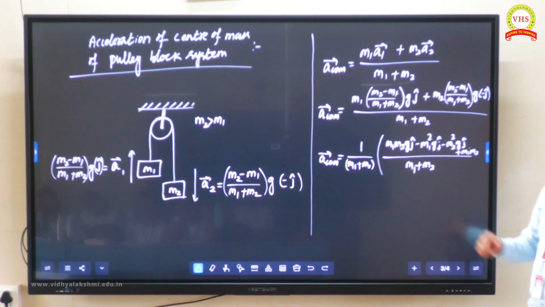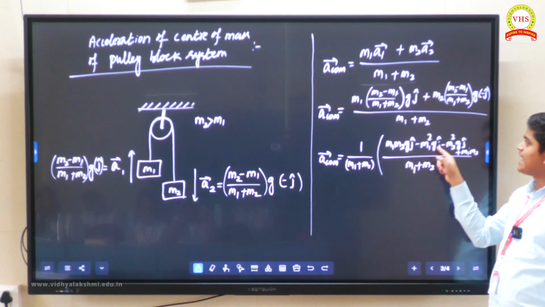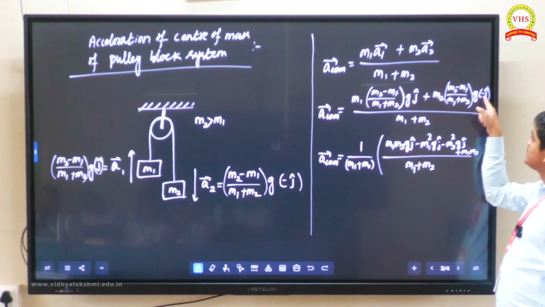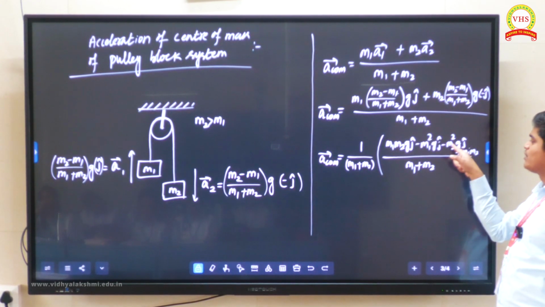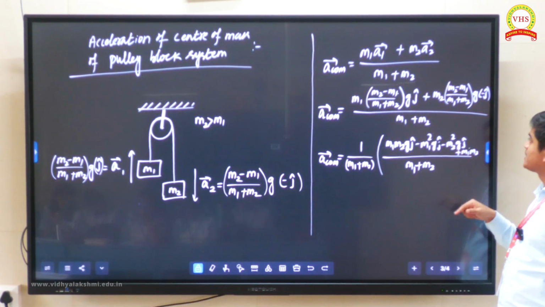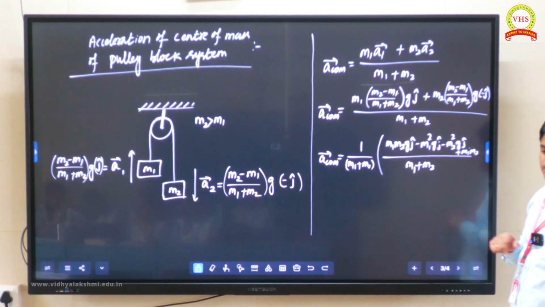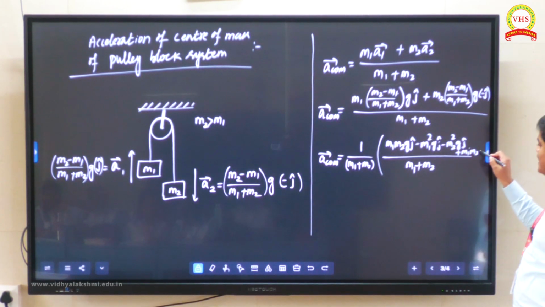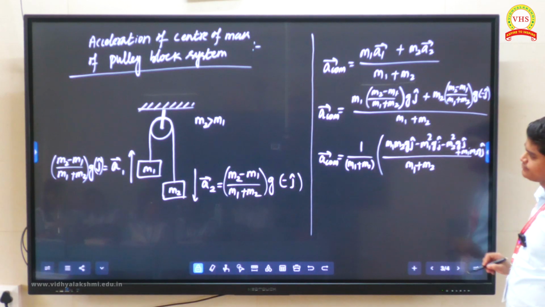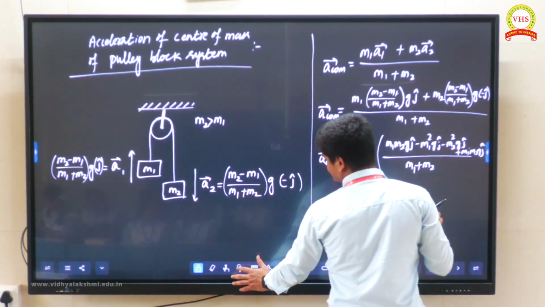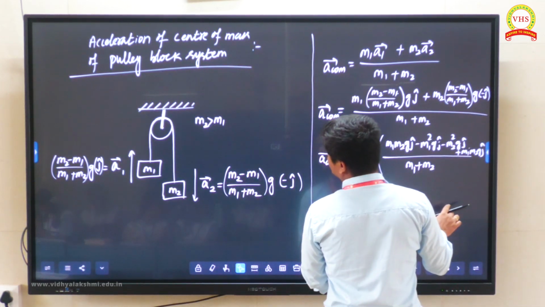So now see here. m1 m2 g j cap minus m1 square g j cap. This minus multiplied with m2 square g j cap. So minus came. Minus minus became plus. m1 m2 again g j cap. Yes or no? Clear?